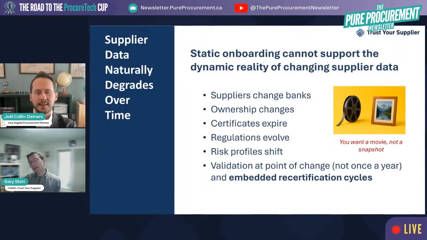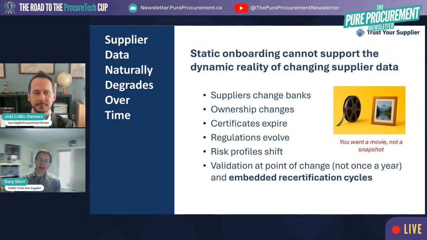Yeah. The other piece of this is that we have to understand that data degrades over time. So you want a movie, not a snapshot. I've got the little graphic in here, right? You want to be able to look at the motion picture of the data. It looked like this on Monday, it looked like that on Friday, right? That's really important. If I take a snapshot of a supplier on the day that I onboard them and I never look at that supplier again, what was the point of doing the evaluation in the first place, right?